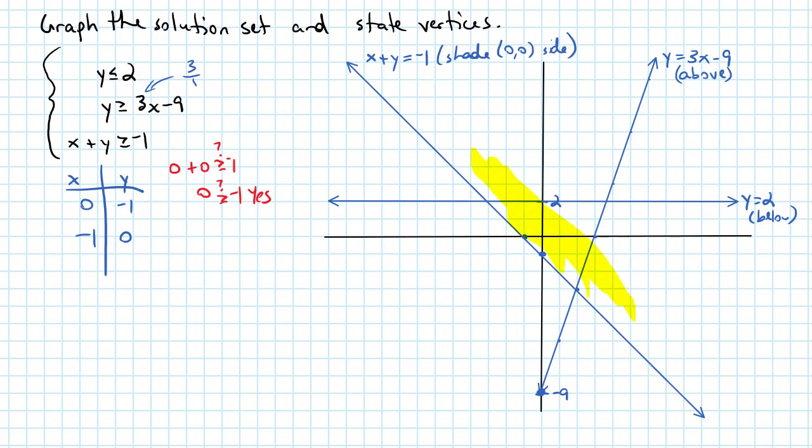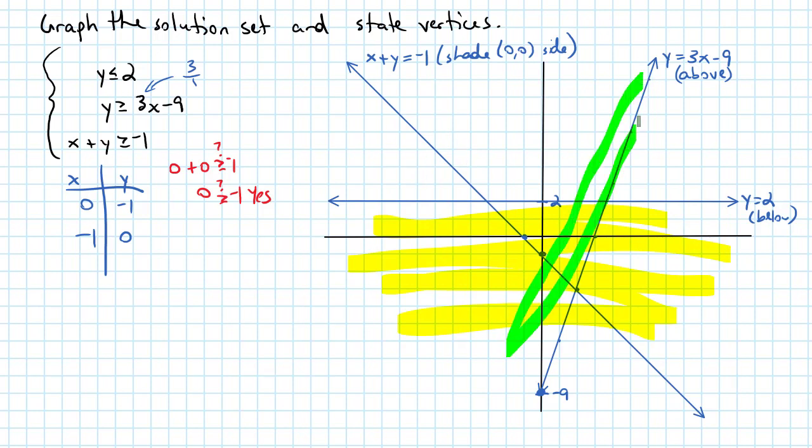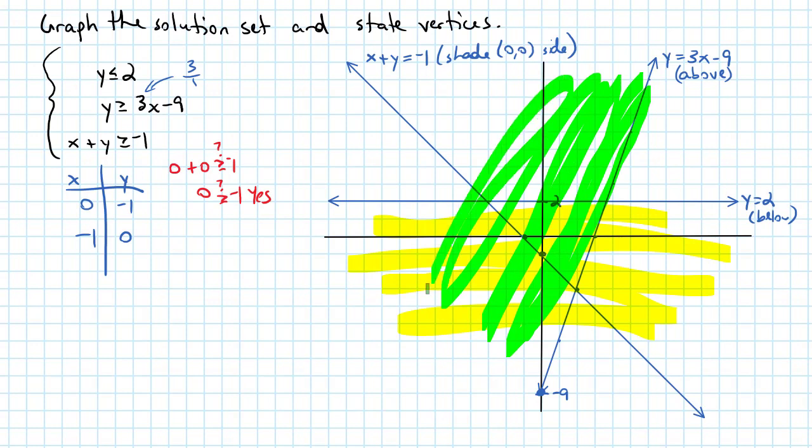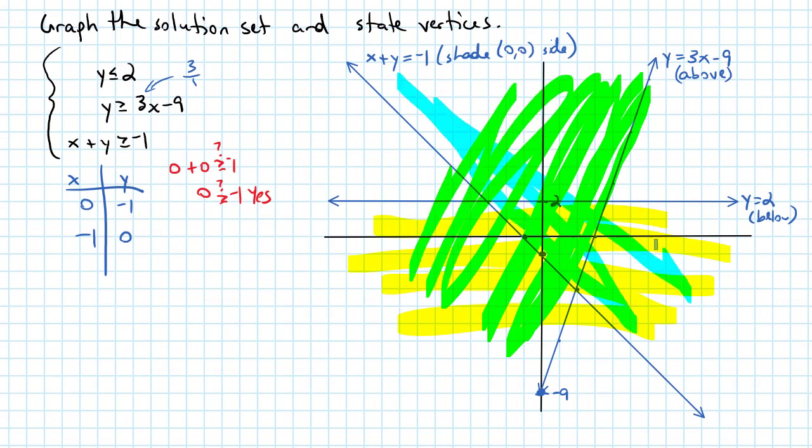Okay? Now when we take into account all three shaded regions, below this guy, above this guy, and the 0, 0 side of this guy, the overlapping region is everything inside this triangle. So sometimes your solution set will look like a polygon, a closed polygon such as this.